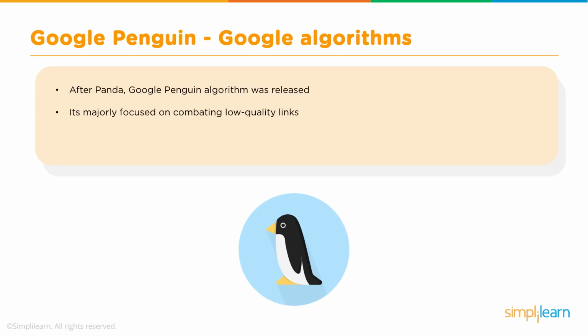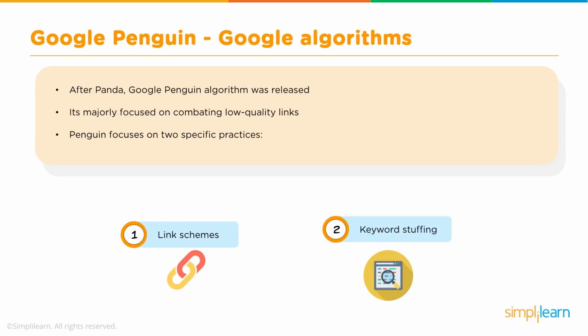So remember, we talked about link building. We talked about quality links over quantity. Naturally, you're going to have links from all websites, whether they be high quality or low quality. The whole idea behind this algorithm is to sever the links that are low quality. And the idea behind that was they focused on two areas: link schemes and keyword stuffing. So that's what Penguin focused on.